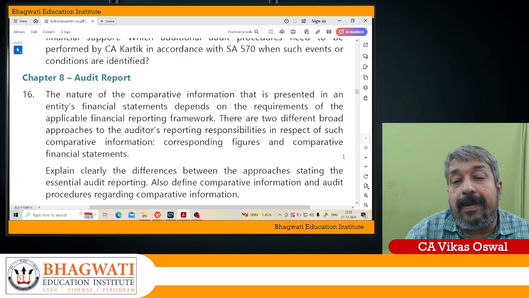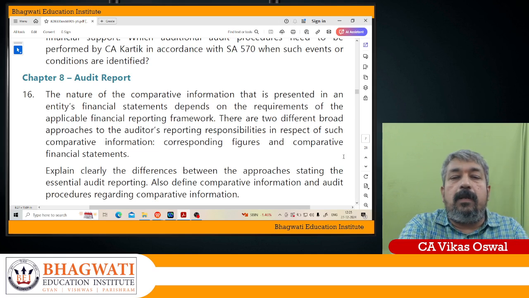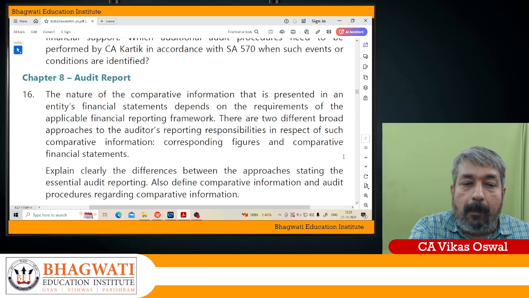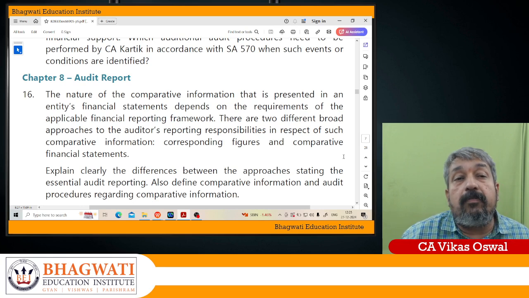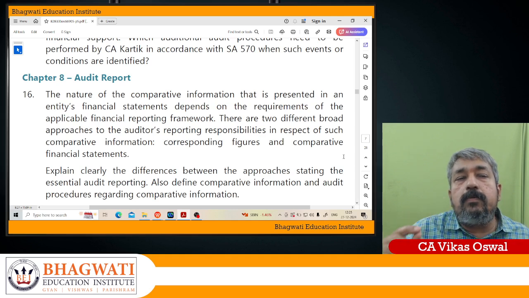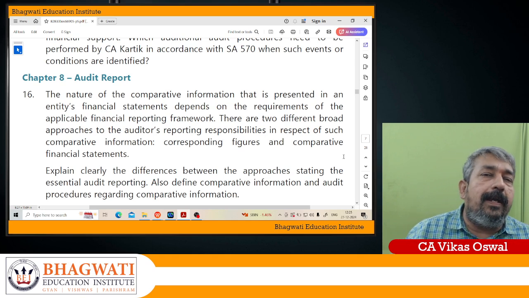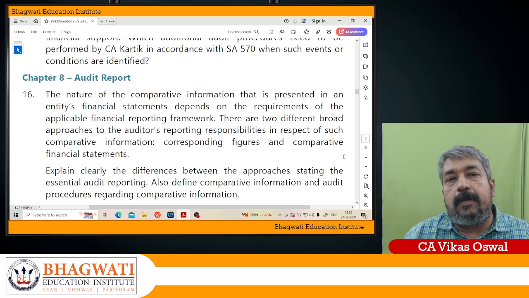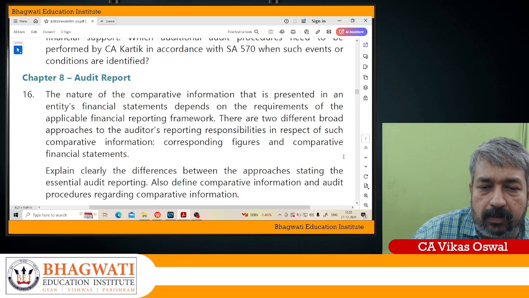The nature of comparative information that is presented in an entity's financial statement depends upon the requirement of the applicable financial reporting framework. Whenever we use the word comparative information, it refers to the amounts and disclosures which are included in the financial statement which are related to one or more prior periods in accordance with the applicable financial reporting framework. That's the thing here.